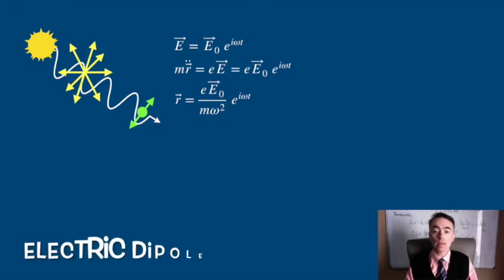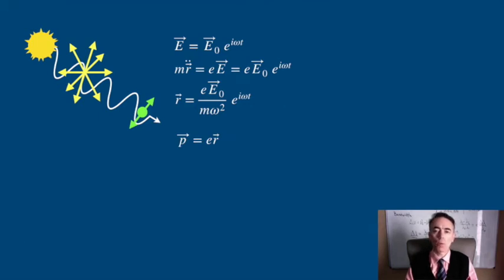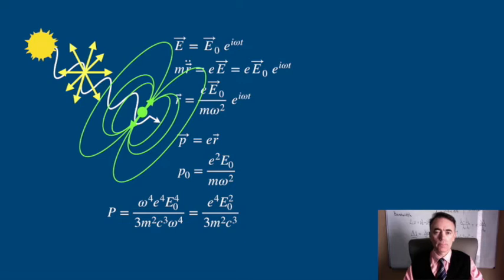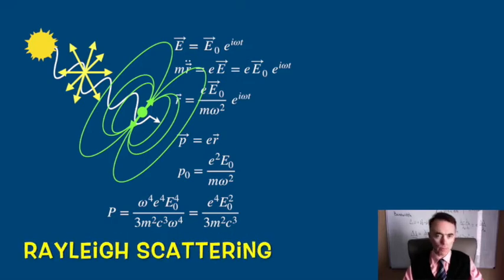This creates an electric dipole of dipole moment p equals e times r, where r is the displacement of the electron with respect to the equilibrium position, with a maximum moment of e squared E naught over m omega squared. The emitted power of the electric dipole oscillating under these oscillations is given by... This is the power of the electric dipole radiated in Rayleigh scattering.